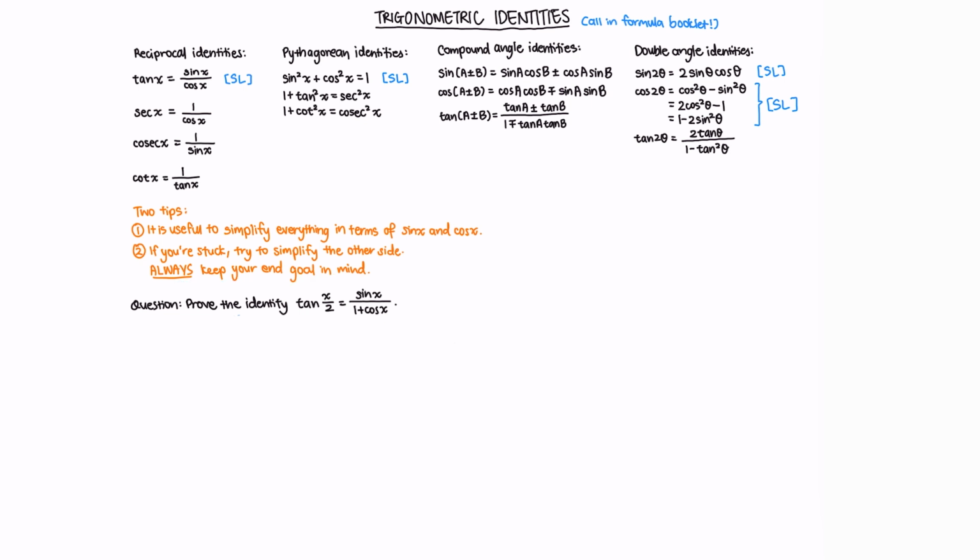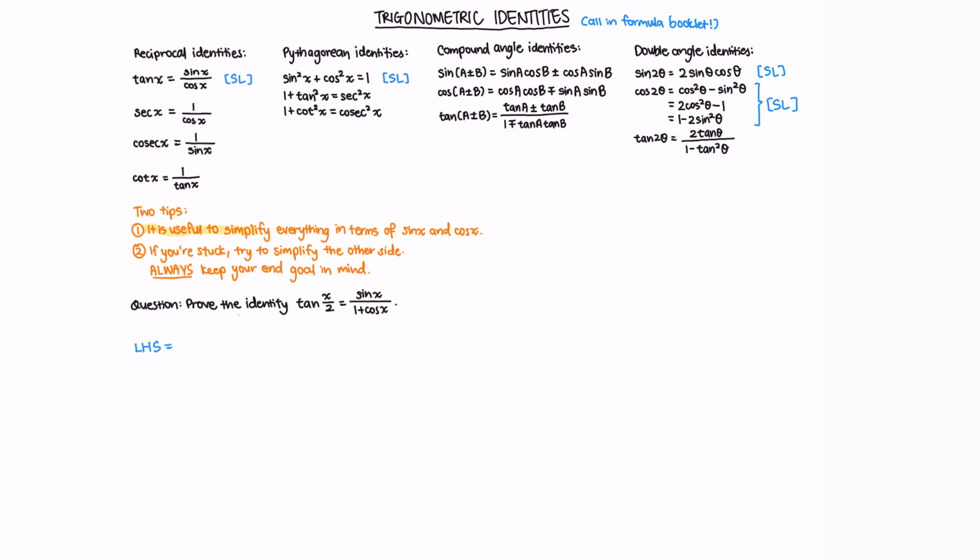Let's do this question. Prove the identity tangent x over 2 equals sine x over 1 plus cosine x. Usually stuff in terms of sine x and cosine x means it's simplified already, so we always want to start from the more complicated side. That will be the left hand side. In this case, complicated just means there is more to simplify. So how would I simplify tangent x over 2?